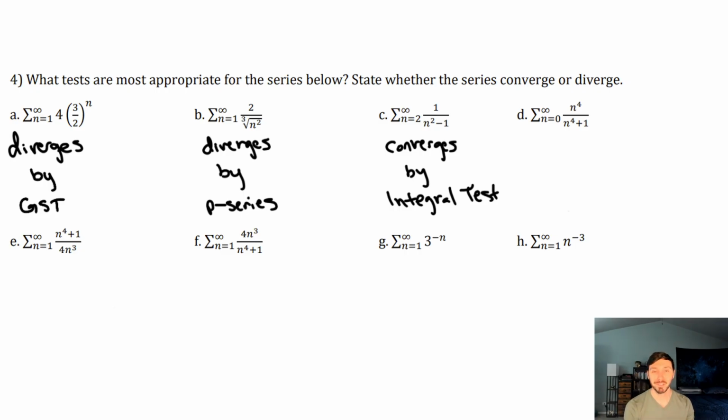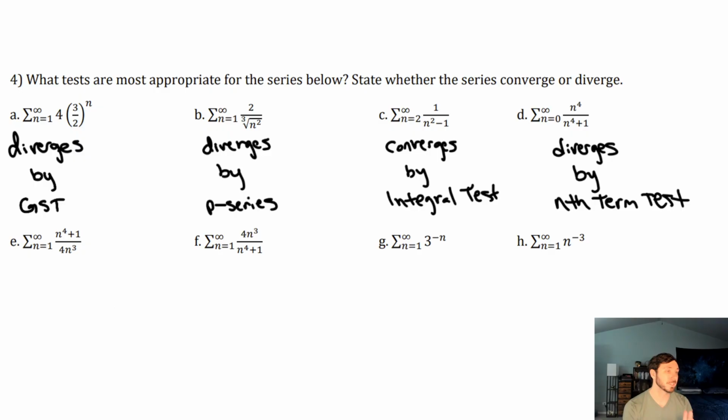You can use partial fractions on the 1 over x squared minus 1 and get x plus 1, x minus 1. It's a convergent integral to a finite value. Let's try out D. This one's divergent by the nth term test. You can just take the limit of the sequence, not the series, the sequence, and you'll get 1, and that's bad. 1 plus 1 plus 1 plus 1 does not go to a number.